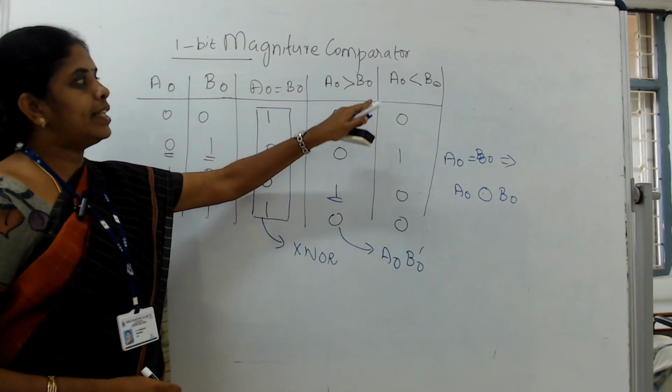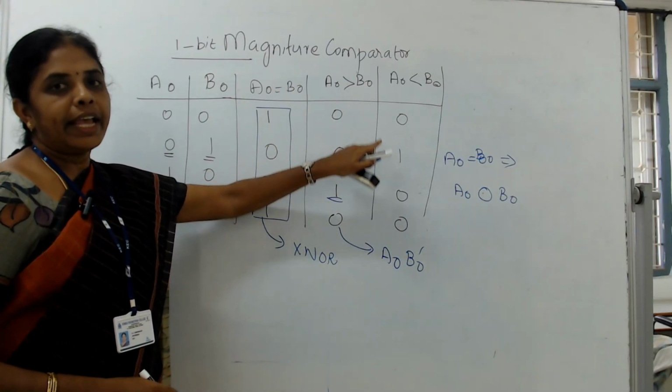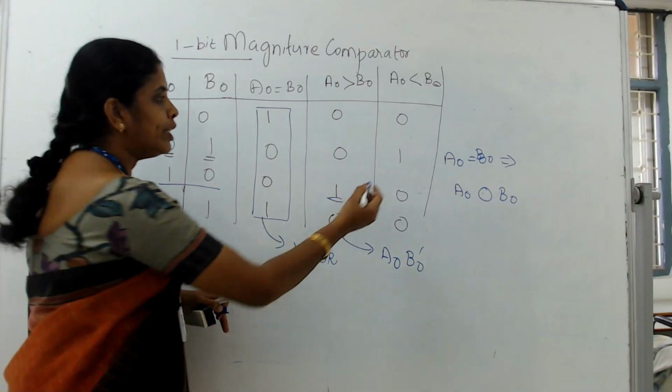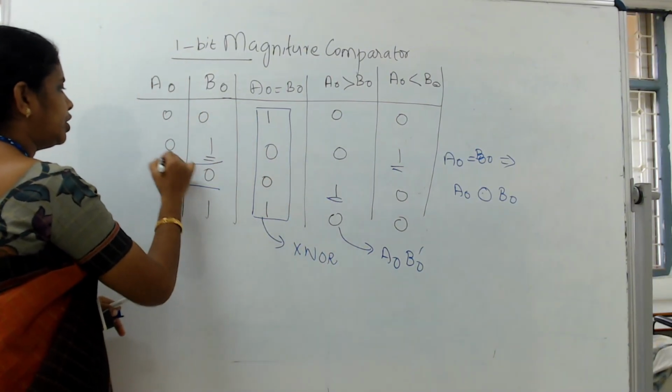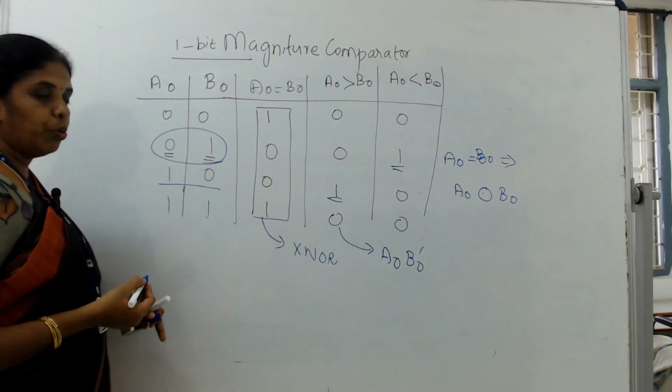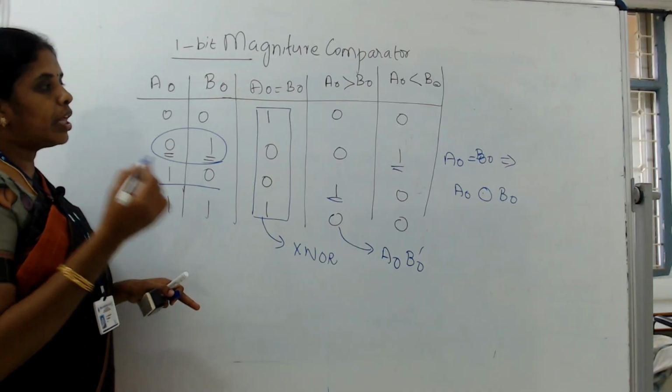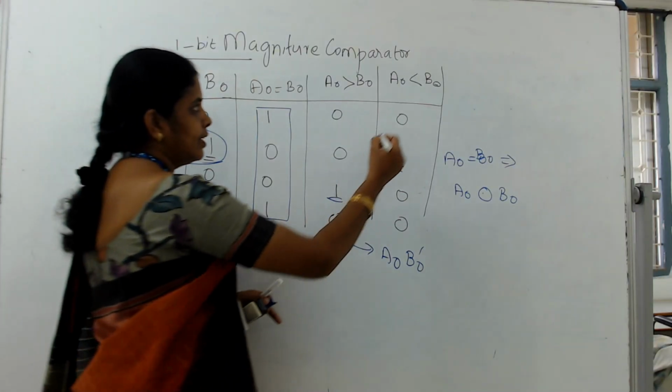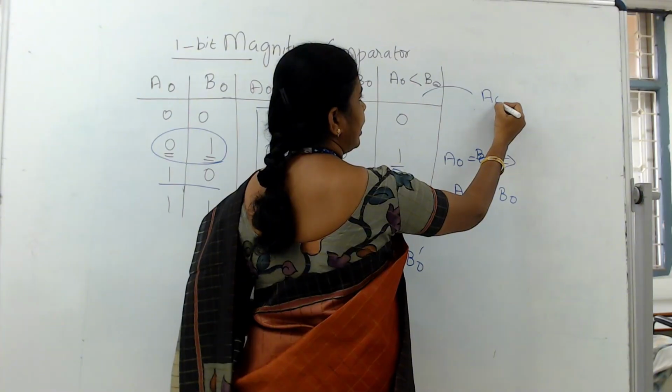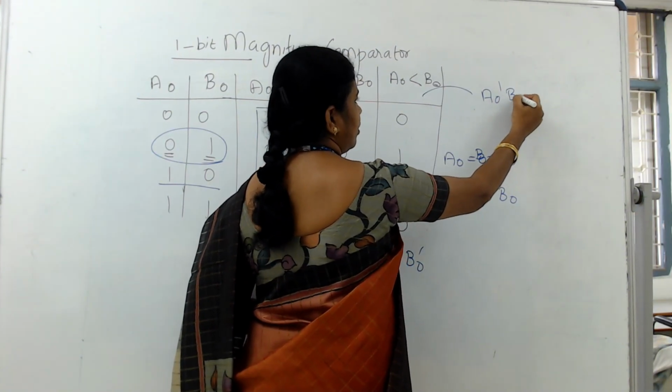The last one is A naught less than B naught. The output is 1 for the combination where A is 0 and B is 1. So the corresponding expression is A naught bar into B naught.